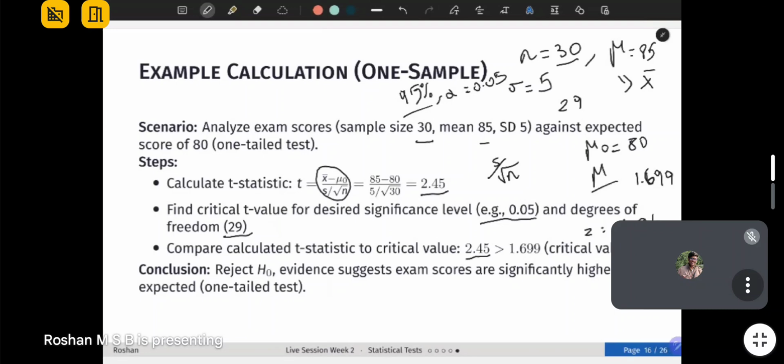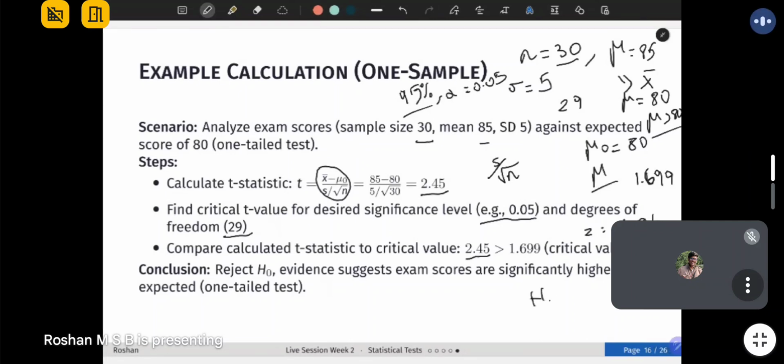And we say that the mean is not... So rejecting the null hypothesis means it's not equal to 80. It will be greater than 80. This is my alternate hypothesis. Anyone got this? Should I repeat it again?